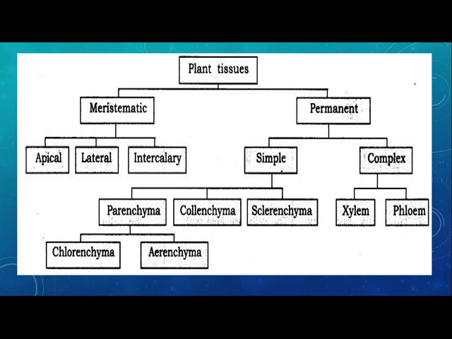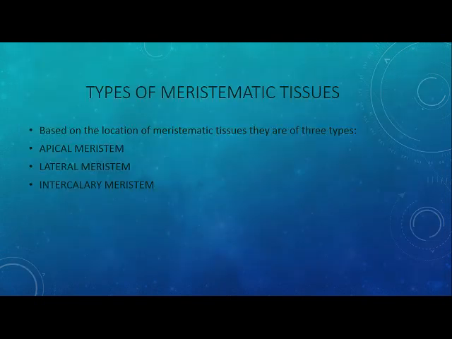So, based on the location, meristematic tissues are of three types: apical meristematic tissue, lateral meristematic tissue, and intercalary meristematic tissue. Permanent tissue, depending on their structural behavior, are of two types: simple permanent tissue and complex permanent tissue. Children, about permanent tissue, I'll take tomorrow, and let us again begin with the meristematic tissue. So, children, based on the location where they are located, meristematic tissues are of three types: apical meristematic tissue, lateral meristematic tissue, and intercalary meristematic tissue.